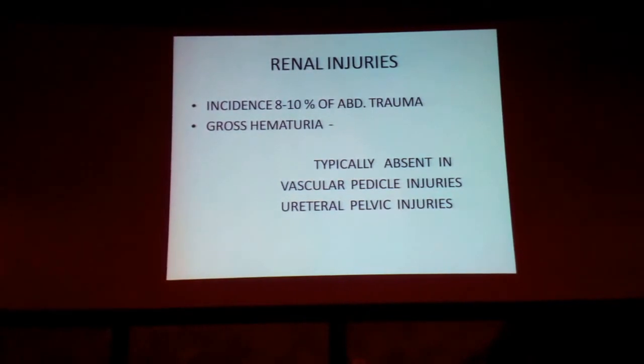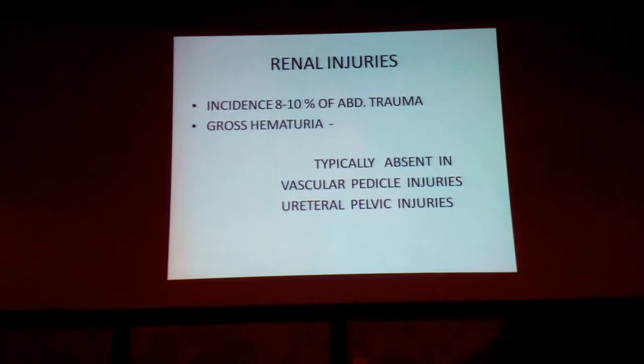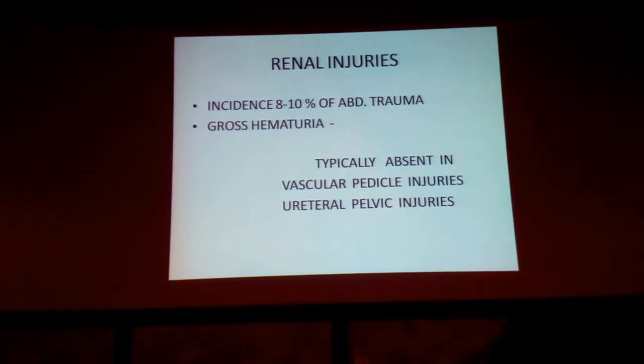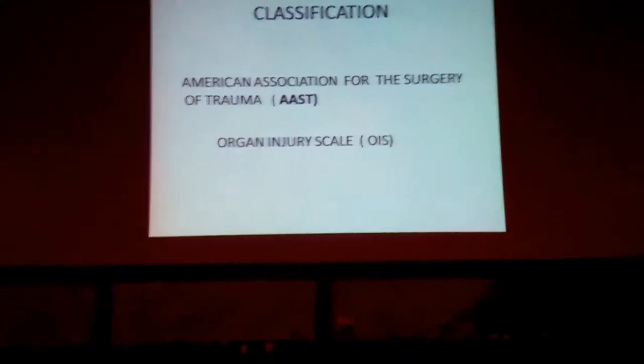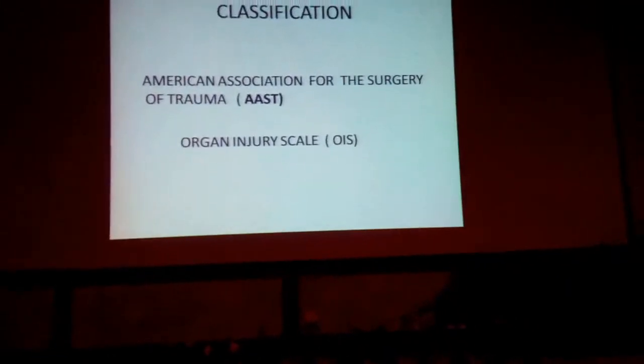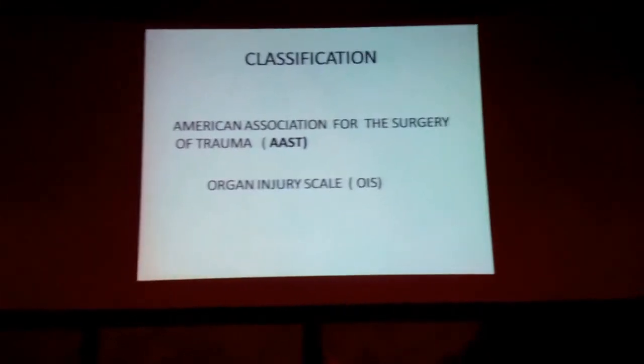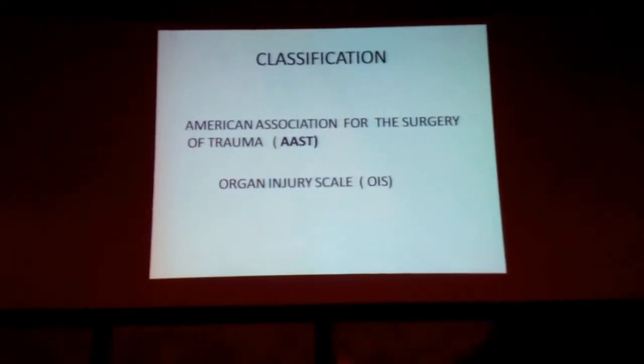If the patient is having renal damage, the general surgeons don't operate immediately. They will take the case to the urology people. Unless the renal kidney system is normal, they don't take up the case. There is a classification. What is being followed is called the American Association for the Surgery of Trauma.